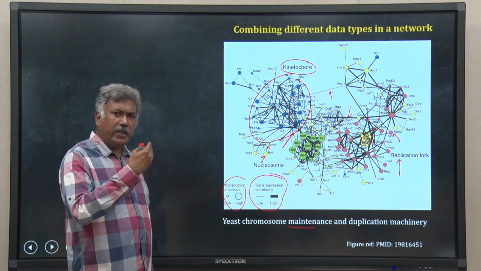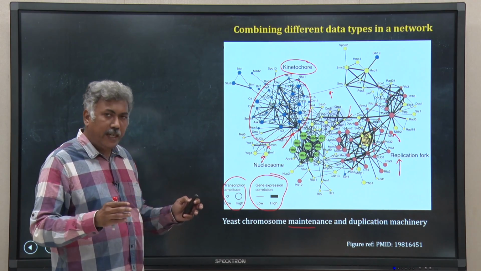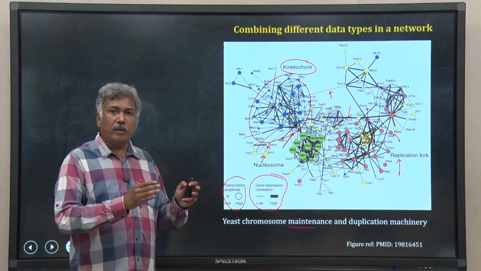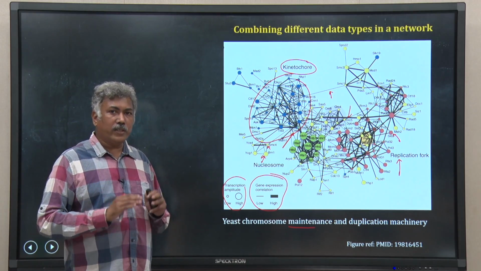So, there are multiple types of layout. I will show another type of layout which segregates different modules or different parts of the diagram into different sections, so that it becomes much easier for us to understand.